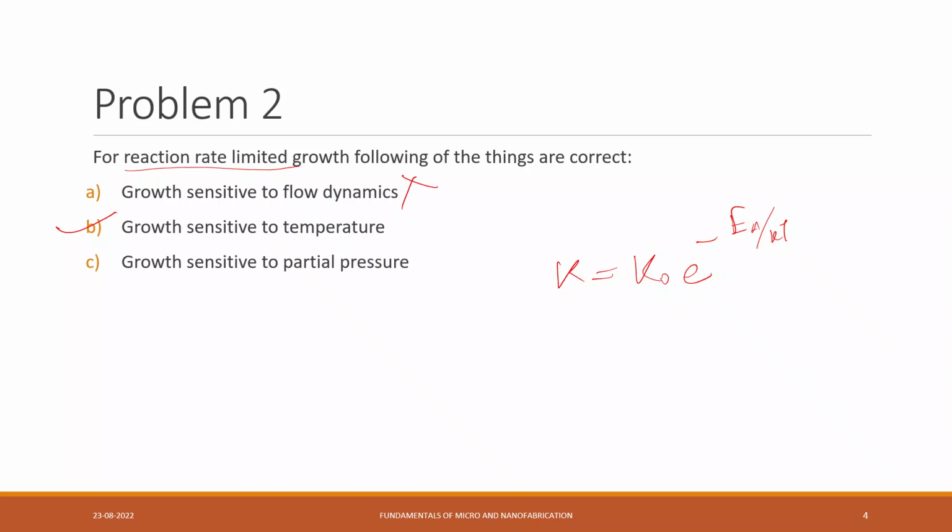So temperature dependence is there, and we need to know that in both regimes, sensitivity to partial pressure is there. Partial pressure has a huge role in both regimes. So C is also a correct option. Let's go to the third question. I hope it is clear.